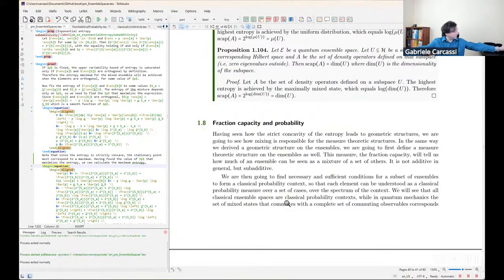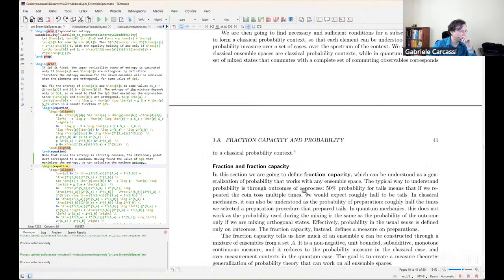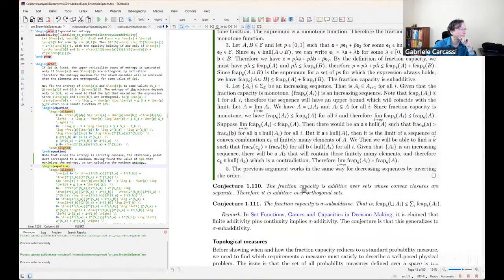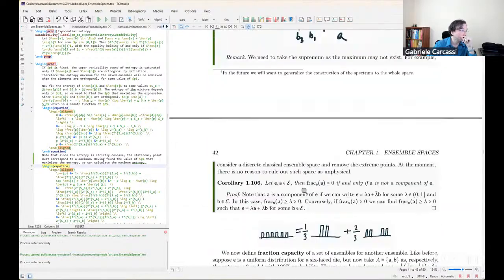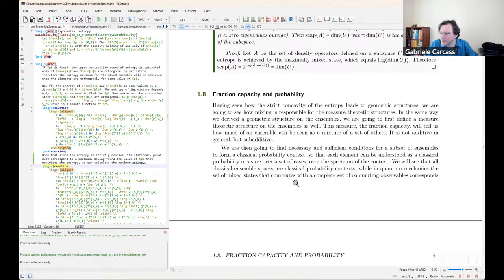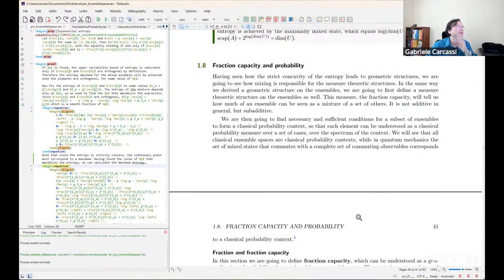So do we have enough time? I think, yeah. Okay, then let's start. This section has pictures, so it's going to be a little bit easier.